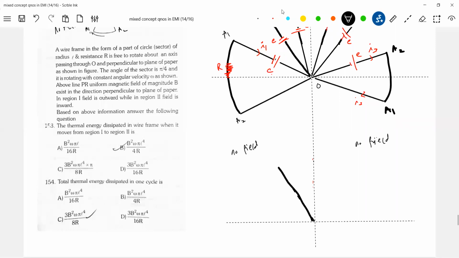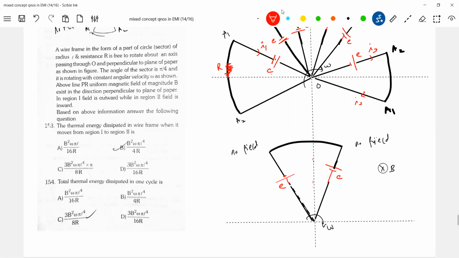This is the loop, when one rod is in one region, other rod is in other region. How the EMF in this should be like this, in this direction, because B bar here is into the plane and the rod is having angular velocity omega like this. What about here? The B bar should be in this direction.